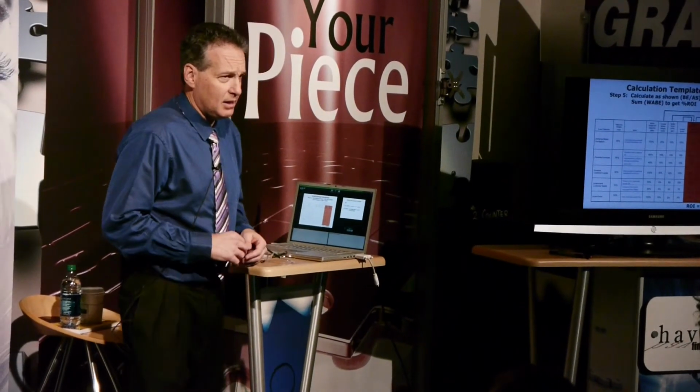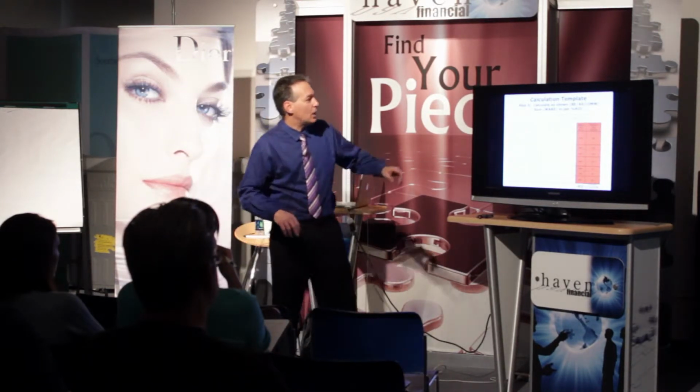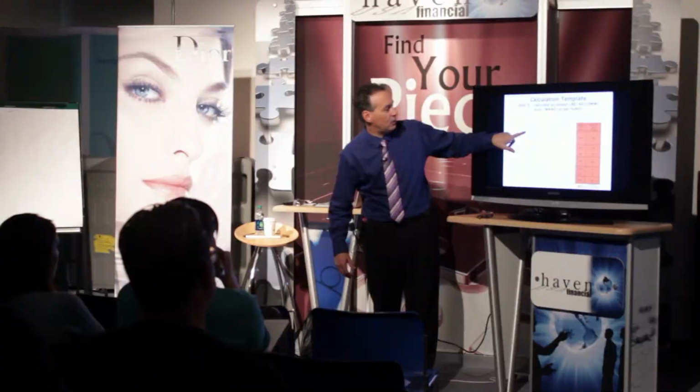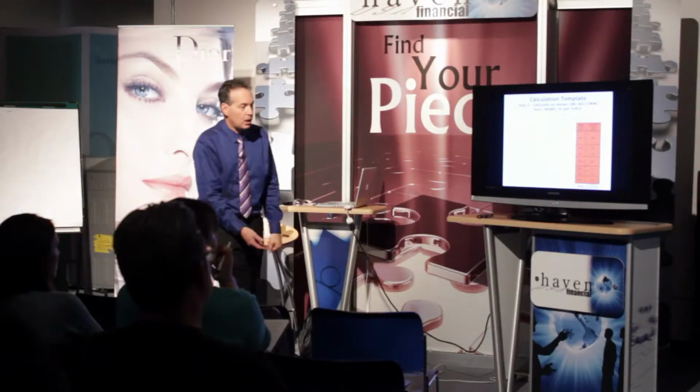Hey Barry, can you describe that BE over AS? The equation at the very top? Okay. So these are all labeled: objective weight, metric weight for objective, overall metric weight, OMW, break-even unit is BE, actual score. So actual versus break-even is BE over AS. And then weighted actual versus break-even is ABE, so this column, over OMW. So you can create a little spreadsheet just to do that. You just plug in your values.